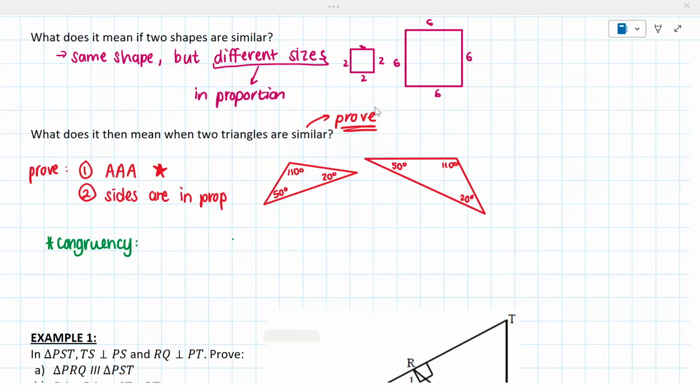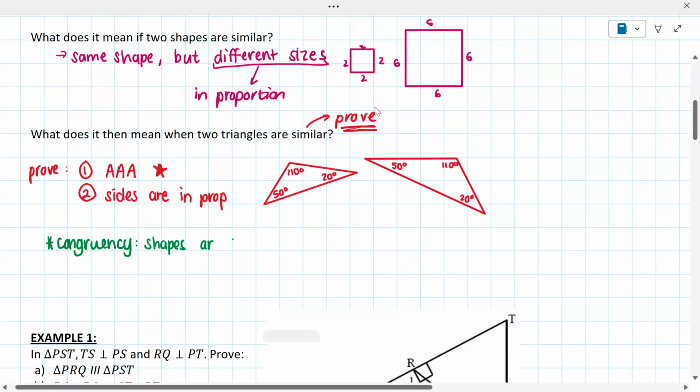Congruency means that the shapes are identical. So similarity, same shape with different sizes. Congruency means that the shapes are identical. So same shape, same size, everything about them is exactly the same.